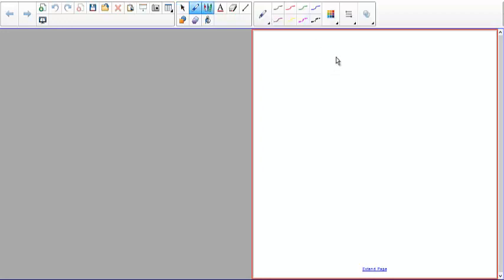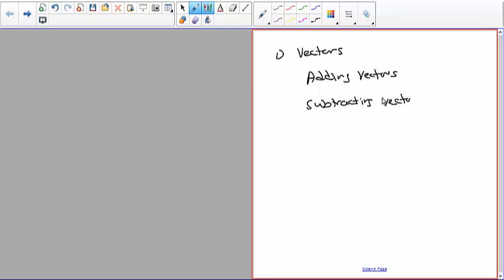Okay, so here are the topics for the calculus-based physics test. The first one is just vectors in general: adding vectors, subtracting vectors. What I'll do is I'll give you two vectors.